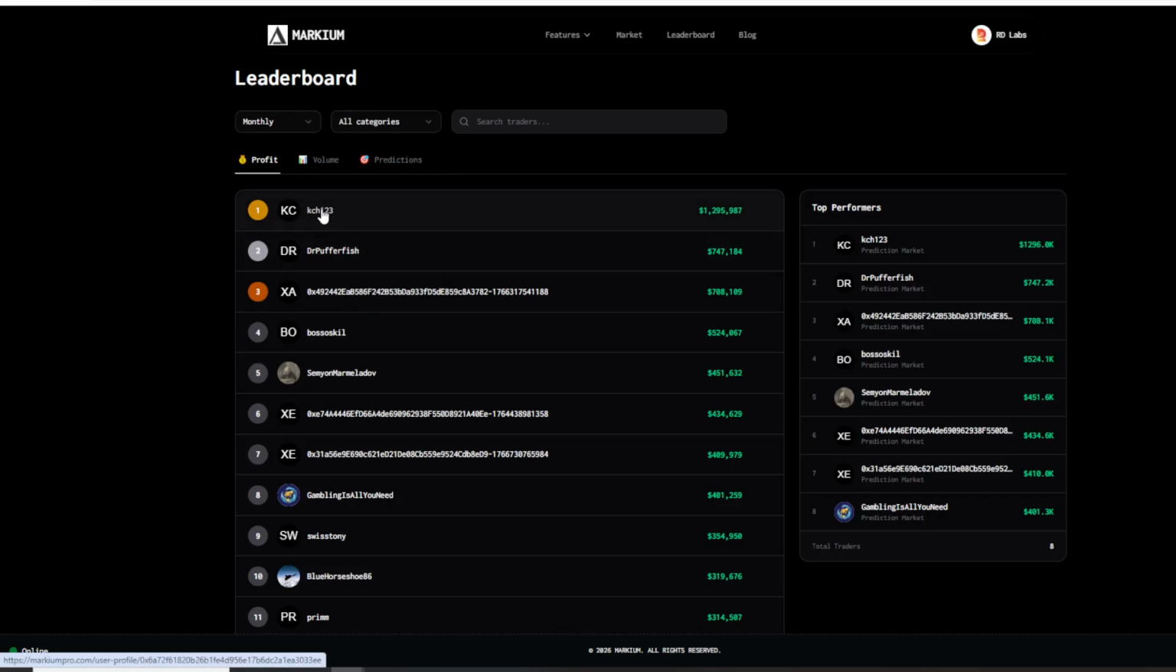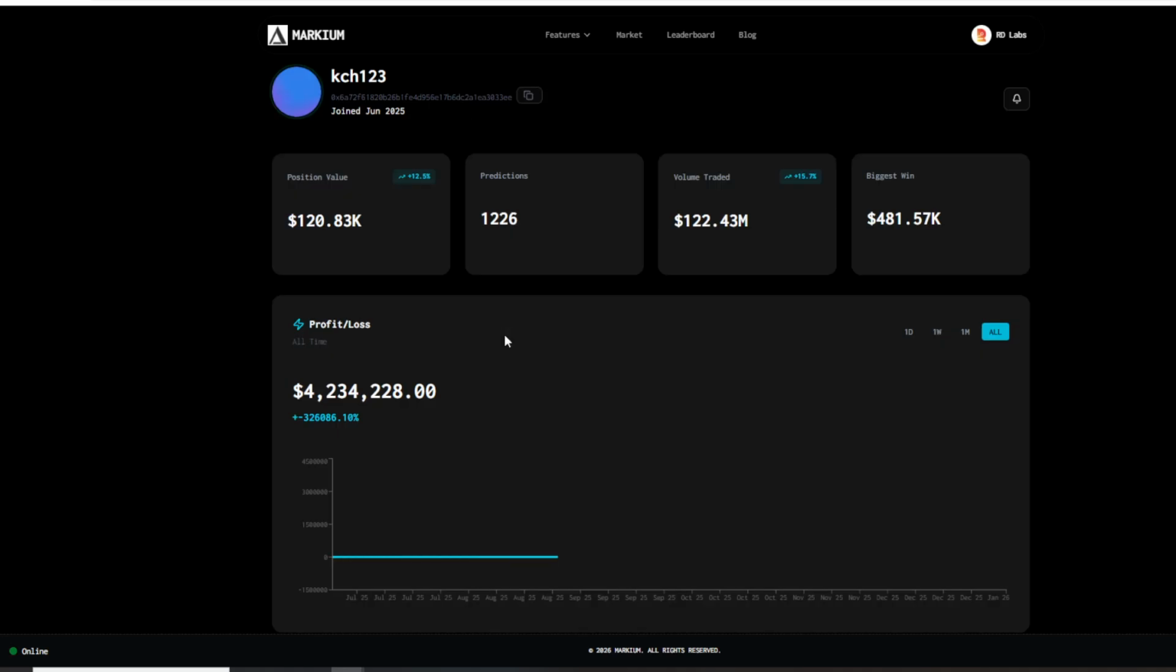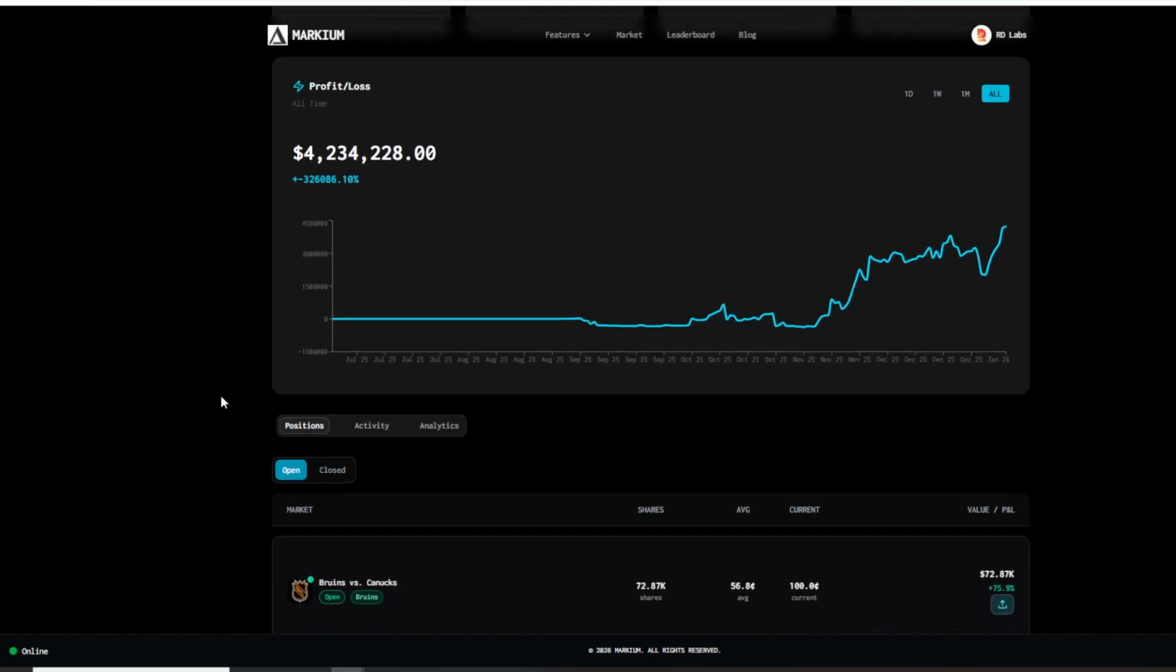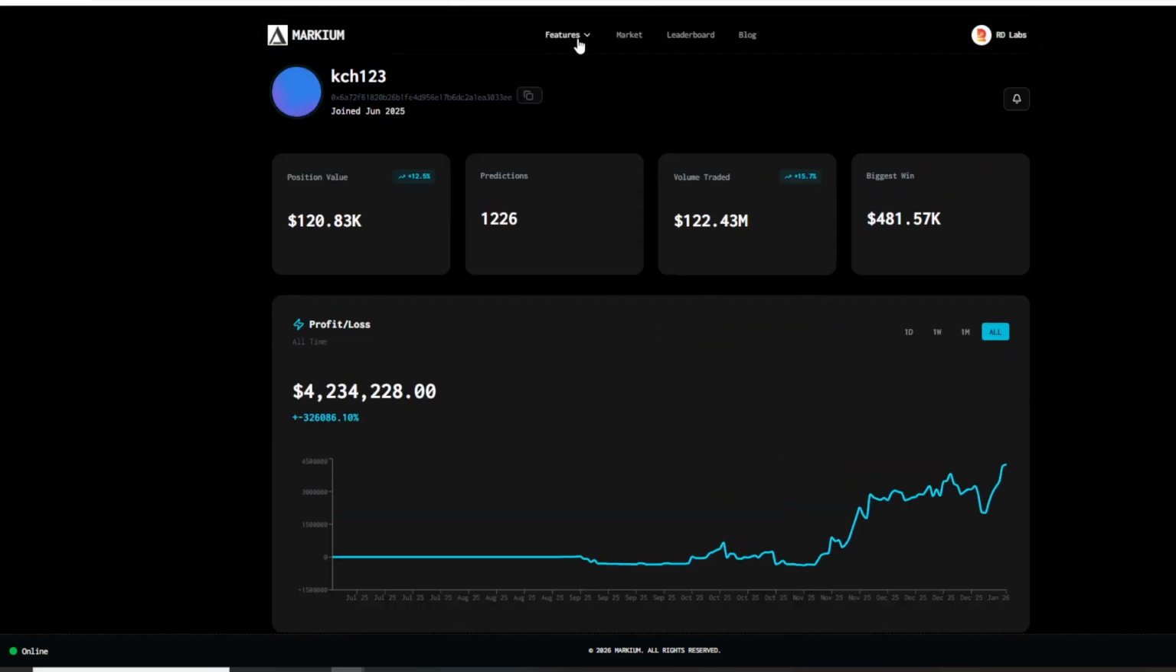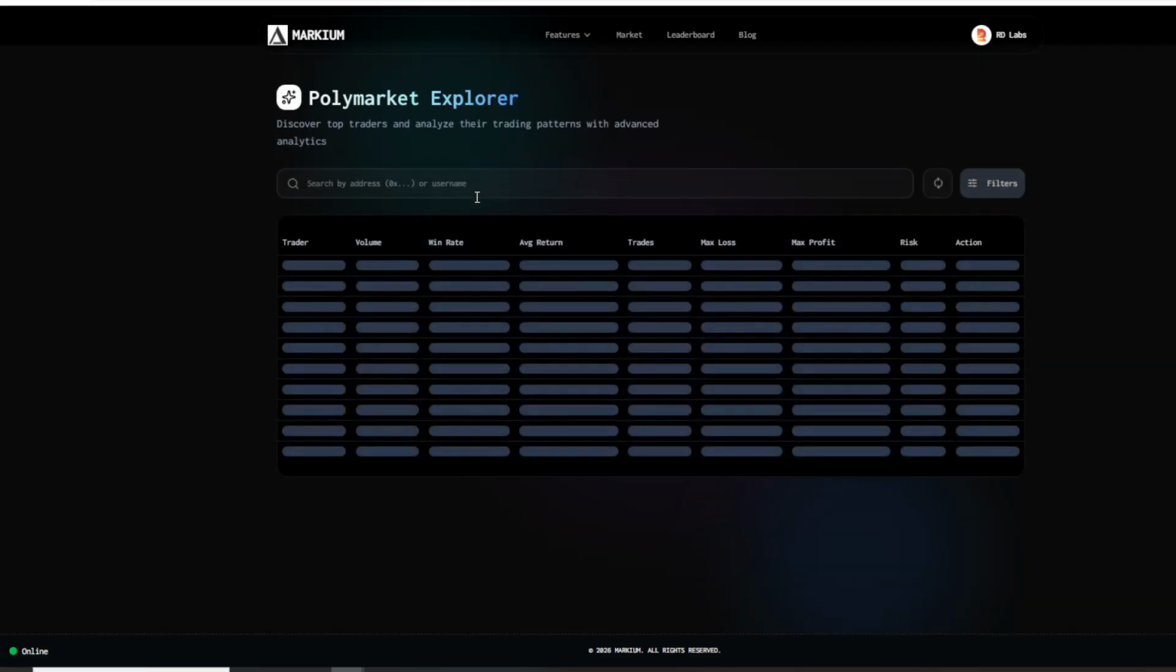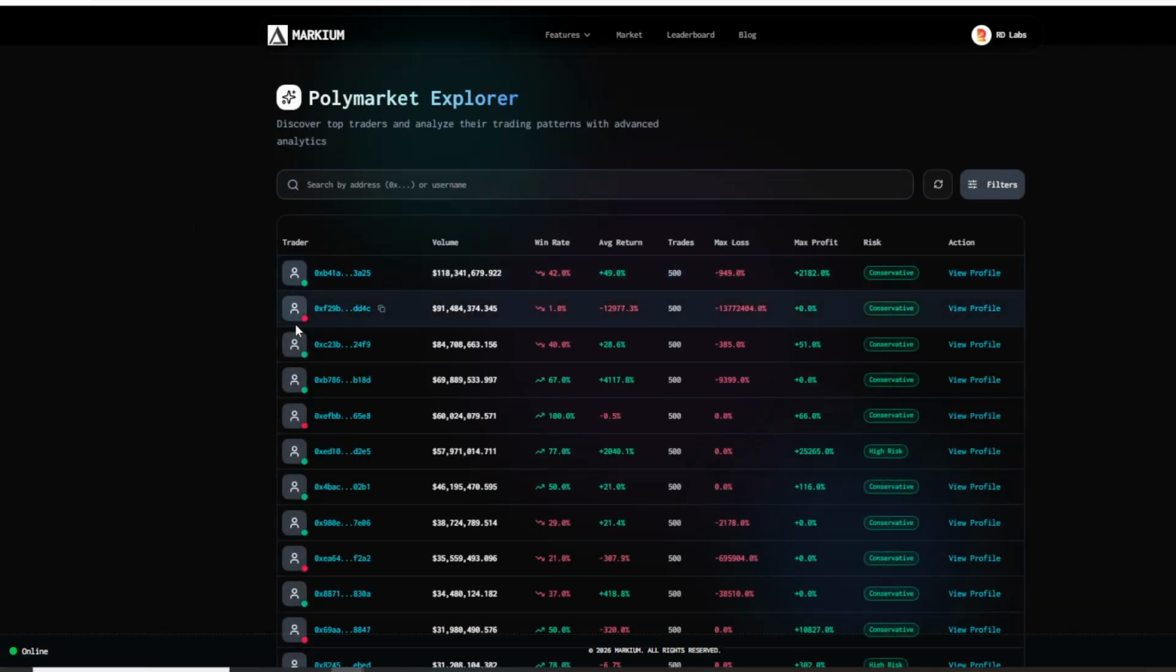Once you have that, you can click on a link and see a breakdown of any given trader. It gives you a breakdown of the predictions, the volume traded, the biggest wins, and so on and so forth. But what I do love about what we've done is we've added a user explorer section.